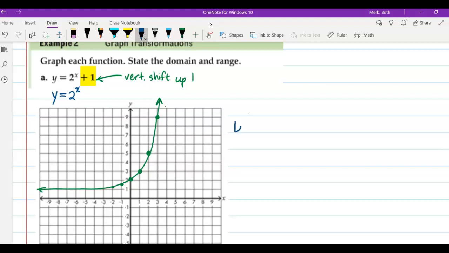Let's talk about the domain and the range. The domain is still all real numbers from left to right. My range has changed a little bit. Before it went from 0 to infinity. Still goes to infinity. But it doesn't go down as low as 0 now. It stops at 1, the new asymptote, because it's shifted up 1.